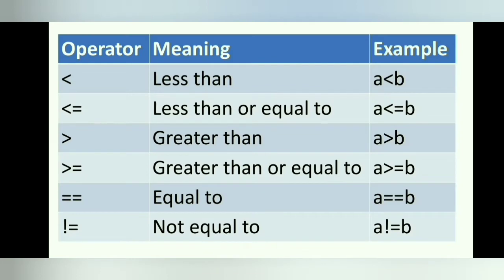Less than, less than or equal to, greater than, greater than or equal to, equal to, not equal to. The operators less than, less than or equal to, greater than, and greater than or equal to are relational operators, and equal to and not equal to are equality operators.